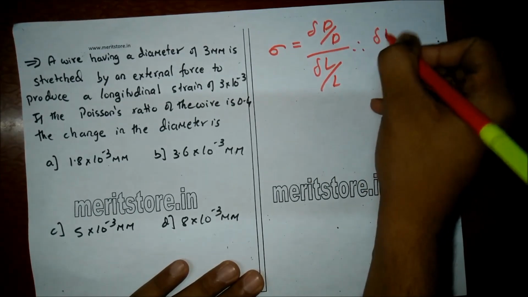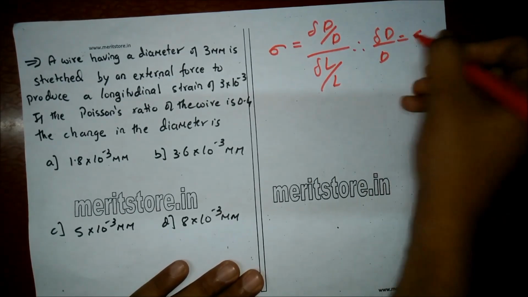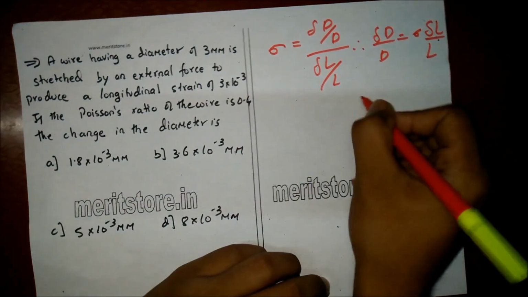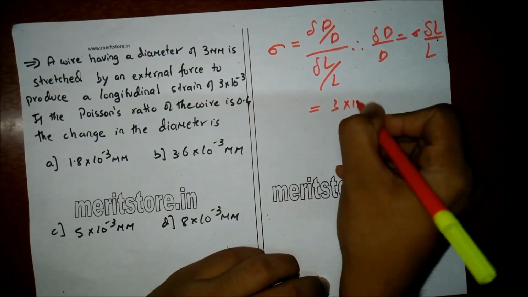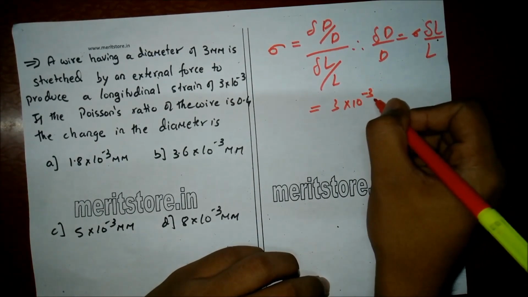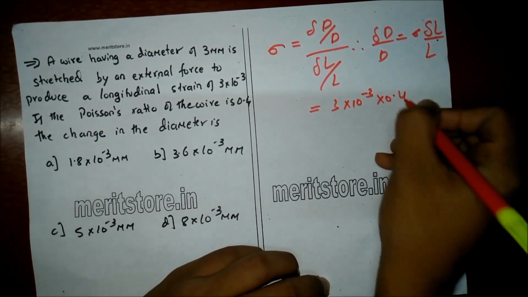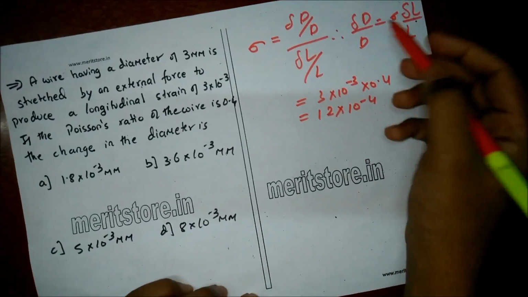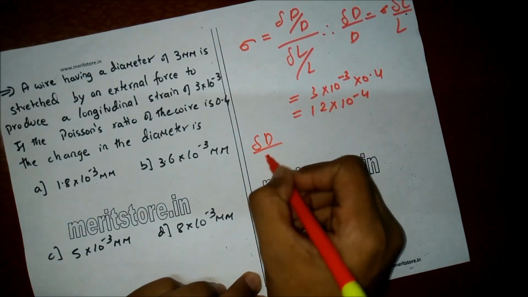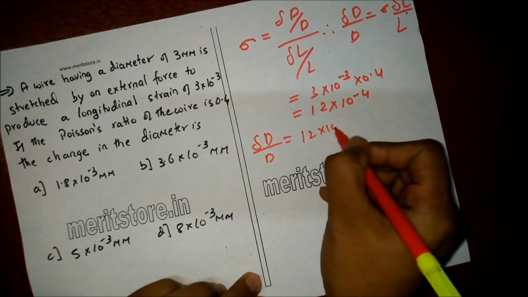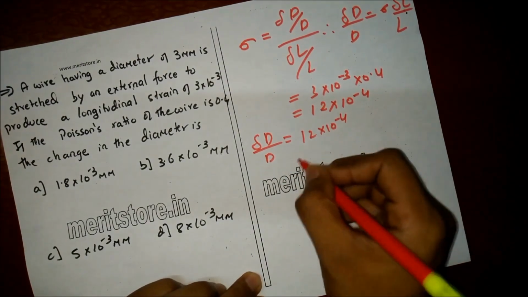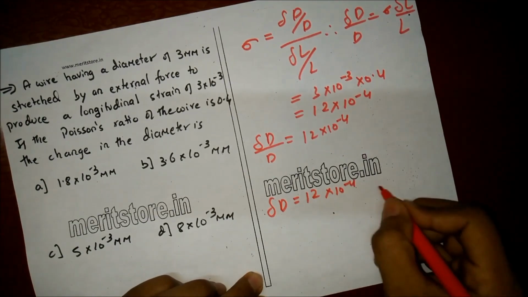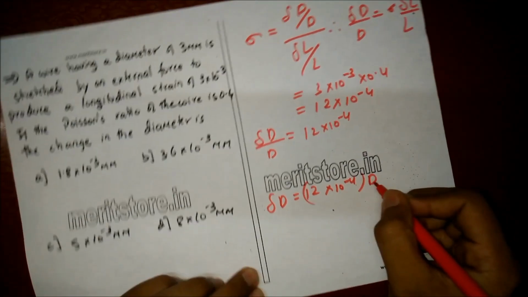Therefore, the change in the diameter upon the original diameter will be equal to the Poisson's ratio into the change in the length upon the length, which is equal to 3 into 10 raised to minus 3 into 0.4, which is equal to 12 into 10 raised to minus 4. Therefore delta D upon D will be equal to 12 into 10 raised to minus 4. Therefore D goes on this side. We'll get delta D is equal to 12 into 10 raised to minus 4 into D.